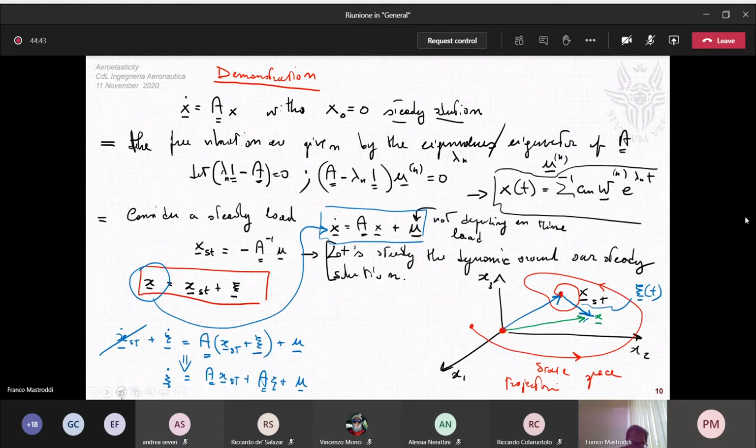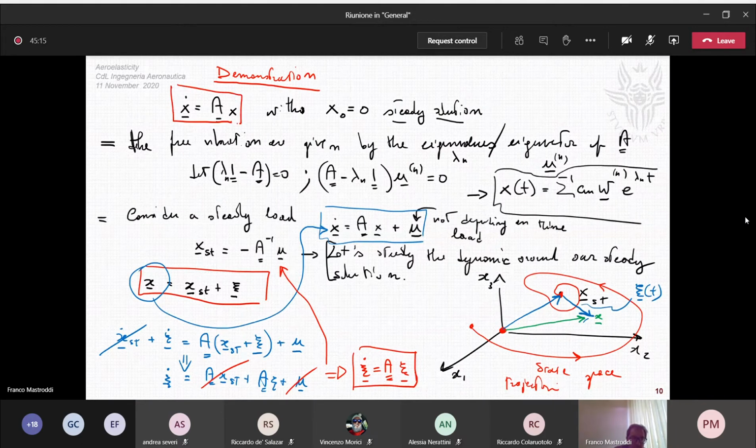But by the definition of a steady solution, these two quantities are canceling, and therefore you have, for the relative dynamics with respect to the steady solution, I mean the vibration around the steady solution, in other words, it's regulated by this equation. And this equation is identical to this equation, which is the equation around the zero solution. So the same matrix A, the same eigenvalues, the same eigenvector for describing the dynamic.